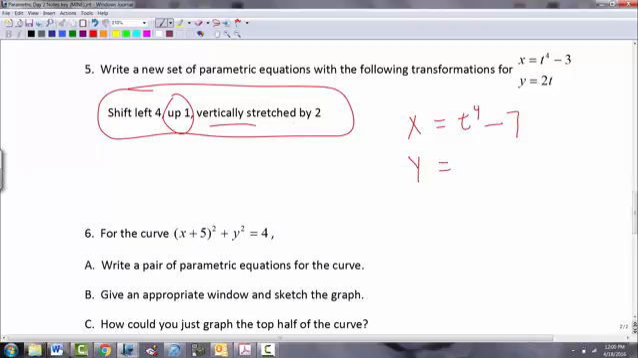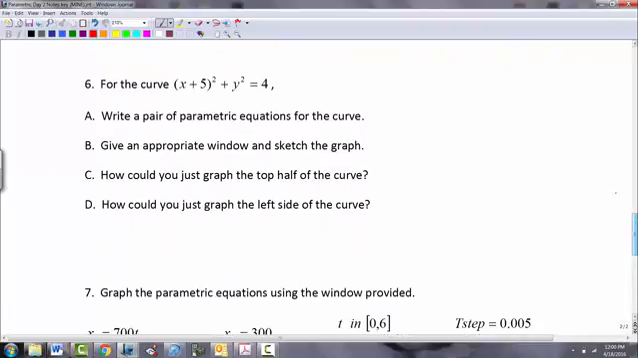Add 1, but then vertically stretched by a factor of 2. If a y coordinate's 2 and it's vertically stretched by 2, what does it become? 4. If a y coordinate is 7 and it's vertically stretched by 2, what does it become? 14. So what happens to the y coordinates? They get doubled. So it'd be 2 times t, and then after that you'd move them all up 1. Right? So what's 2 times 2t? 4t. Then last but not least, write this as parametric equations for the curve. And then we'll go from there.